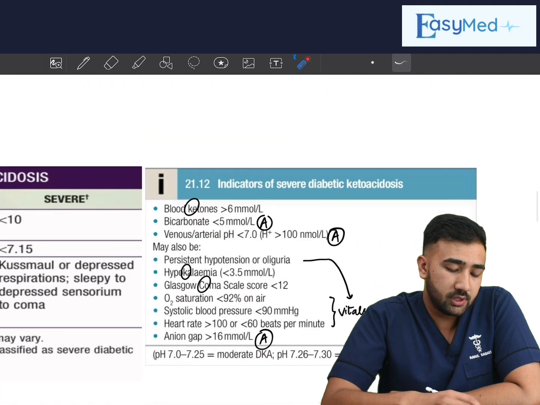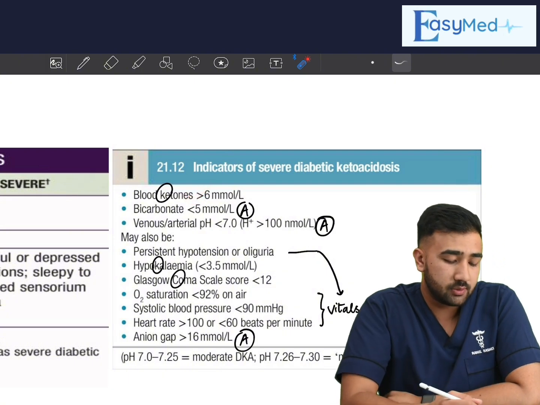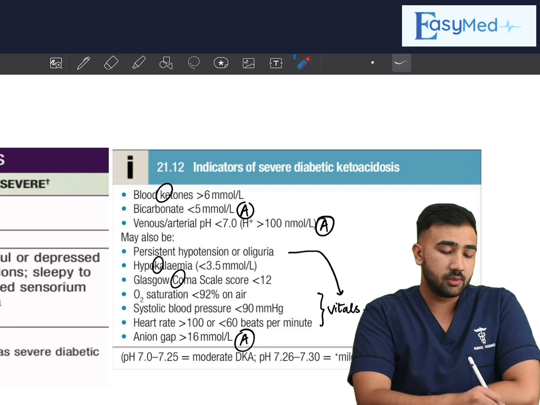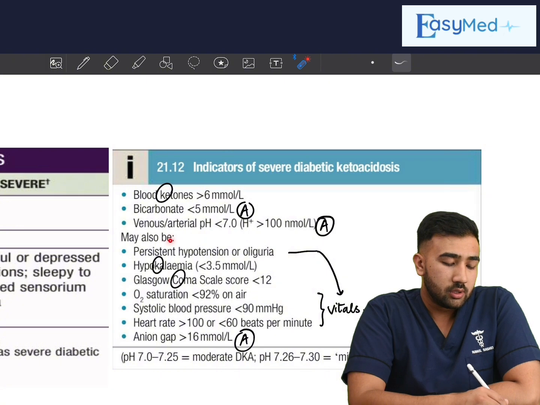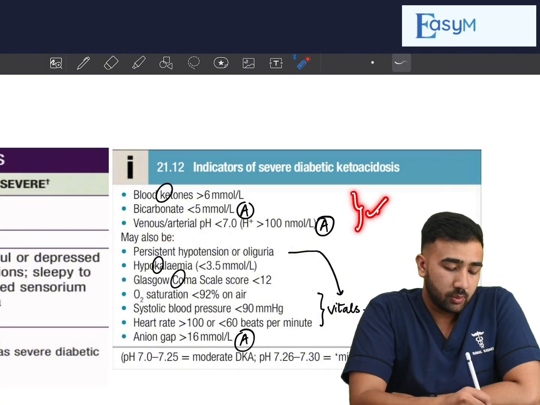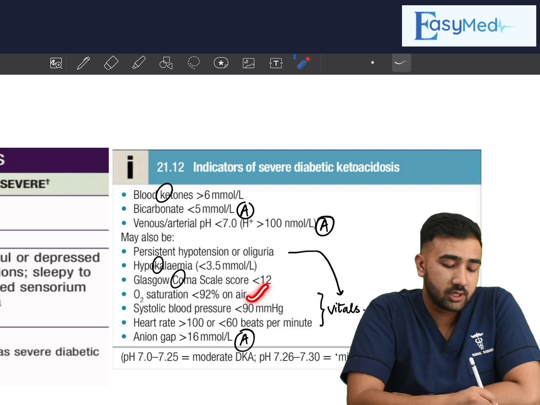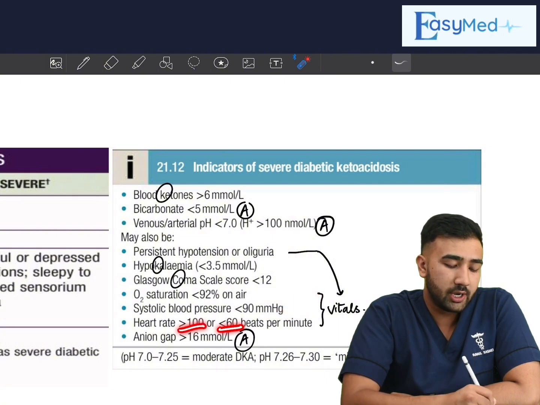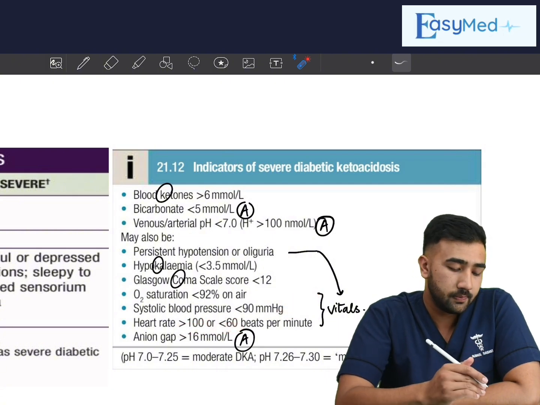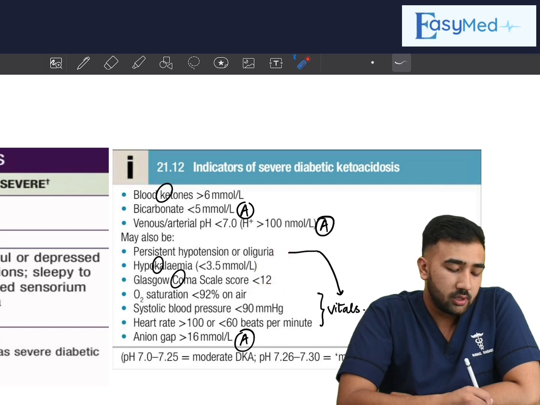Talking about the indicators of severe DKA, one is the blood ketone more than 6 millimole per liter. Next is the bicarbonate, that is less than 5, and pH less than 7. These are the three most important ones, and the others are the vitals: SpO2 less than 92%, systolic BP less than 90, and tachycardia or bradycardia, that is more than 100 or less than 60. Then hypokalemia less than 3.5, GCS less than 12, and anion gap more than 16.